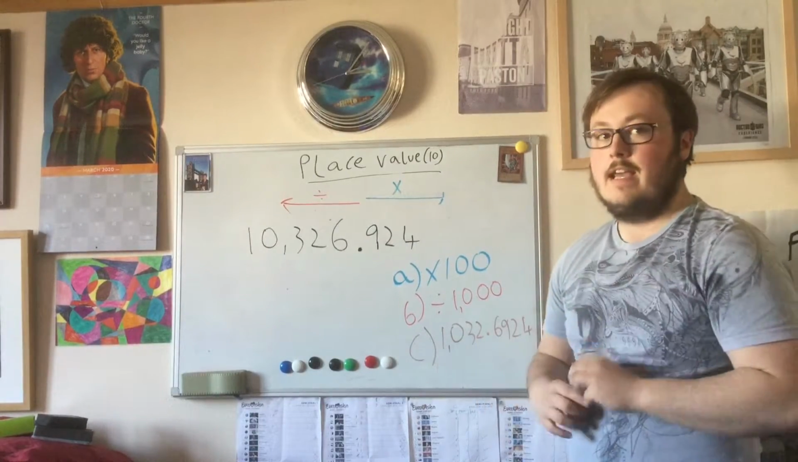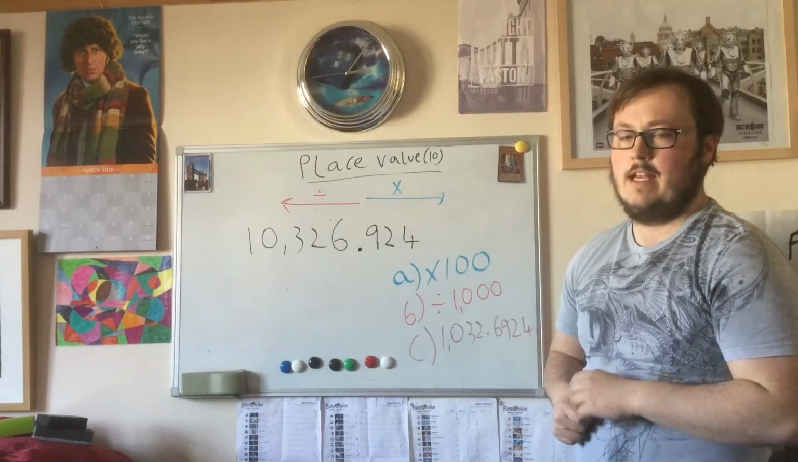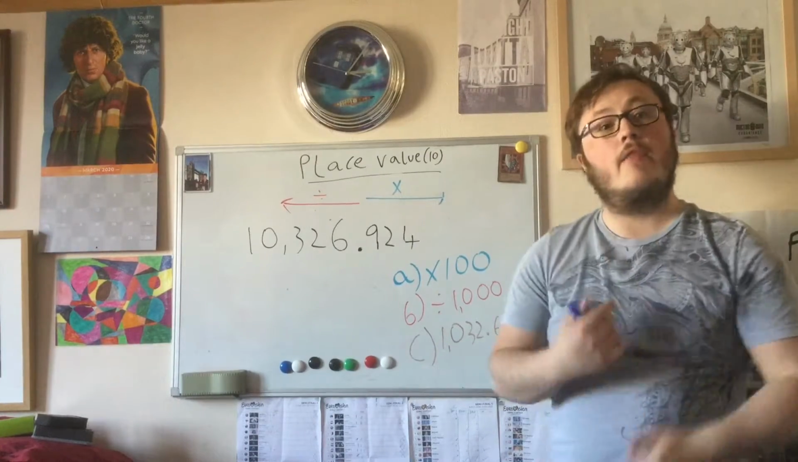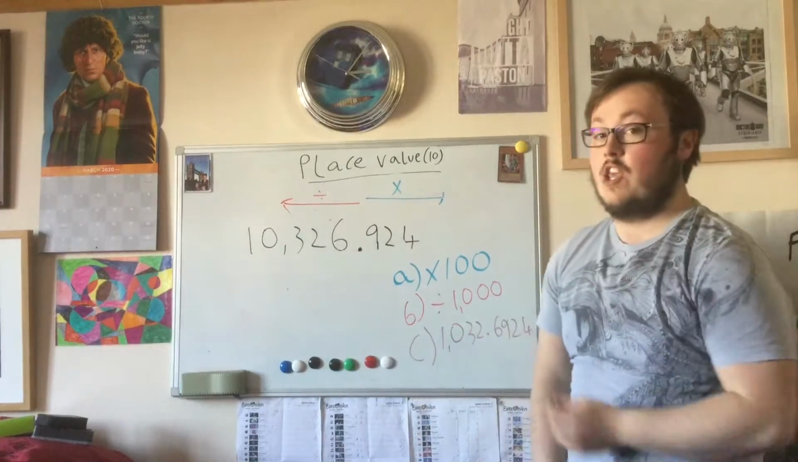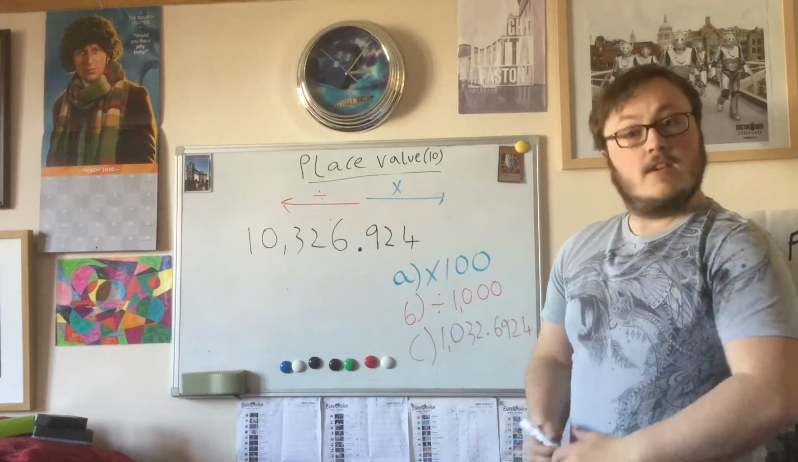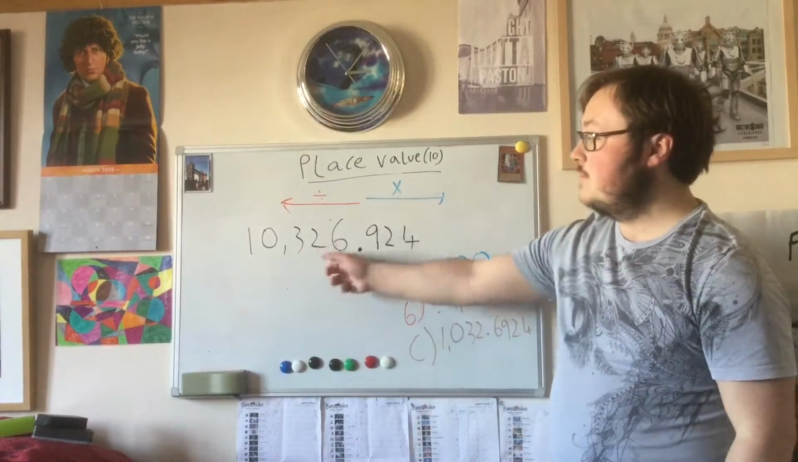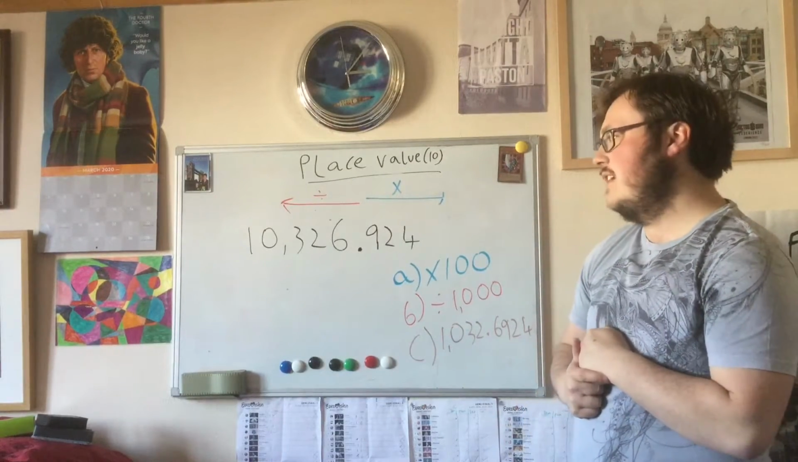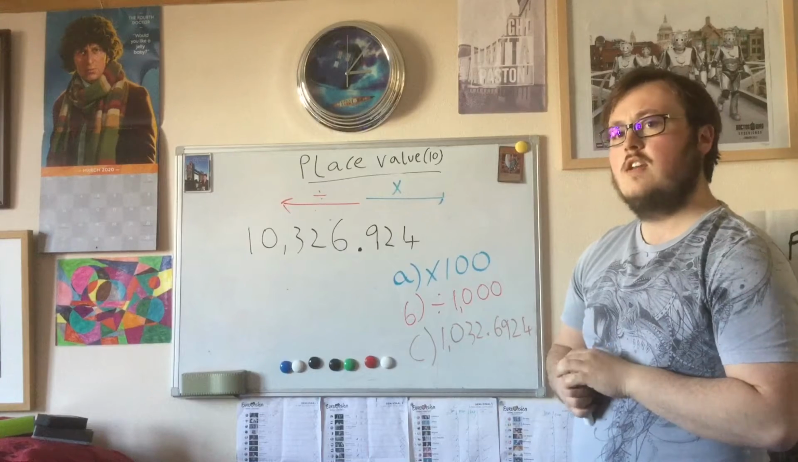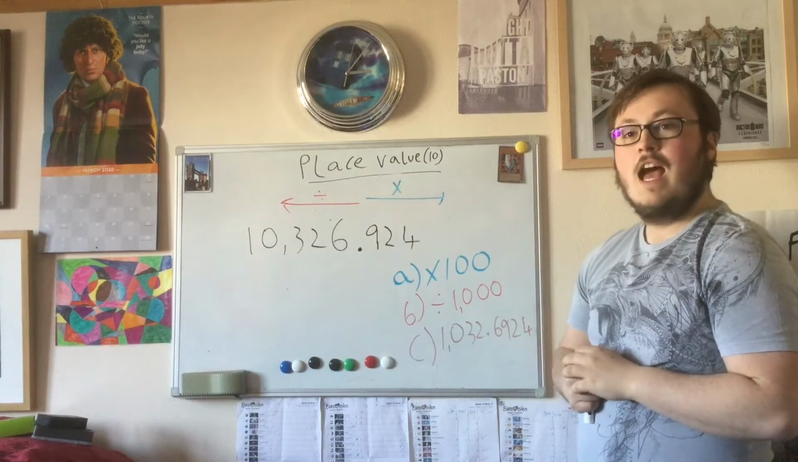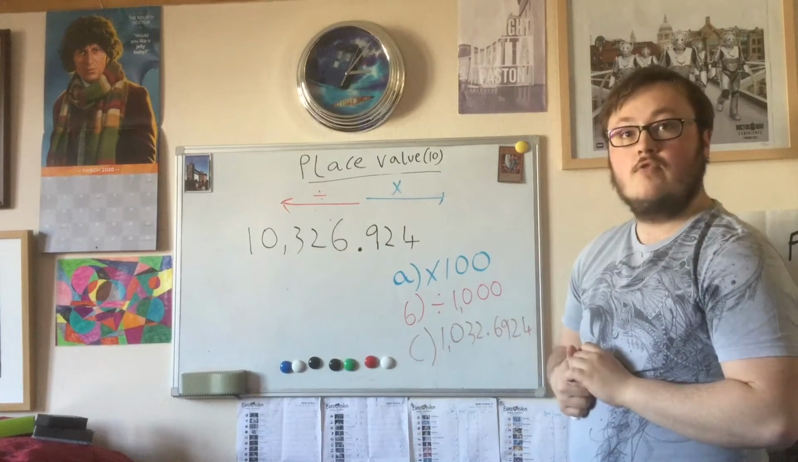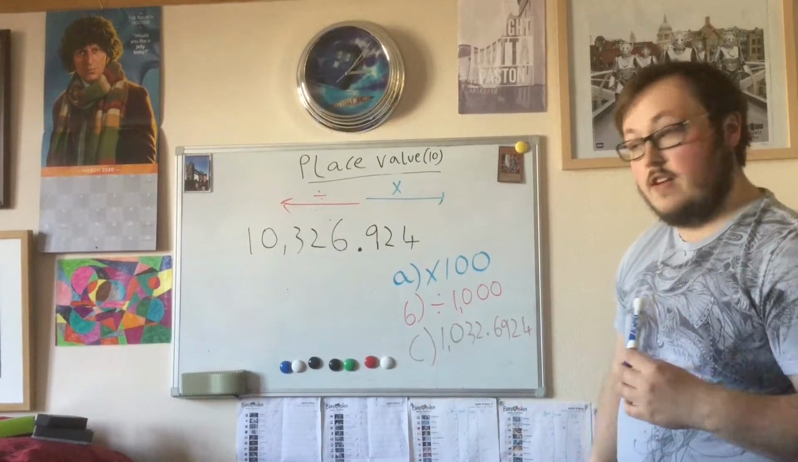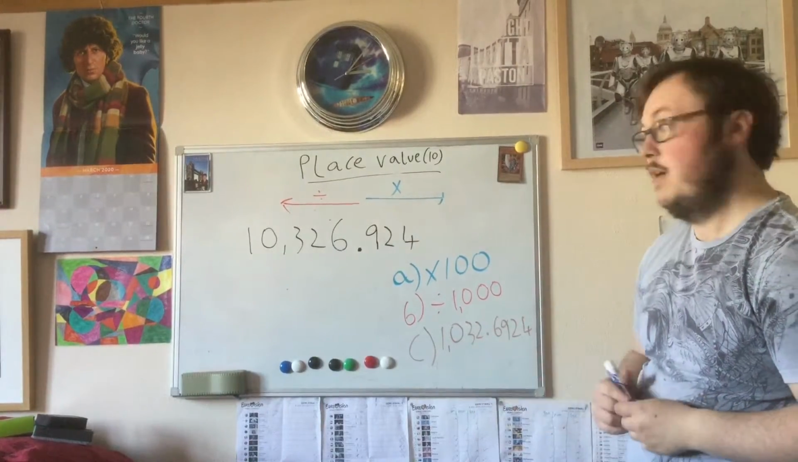Now yesterday we were doing place value again, and what we were doing is we had our 10, 100 and 1000s and seeing how that would influence the place value of numbers. So the task I set you last night was, I gave you this number, 10,326.924, and I wanted you to times it by 100, divide it by 1000, and then what did I do to give you this number?